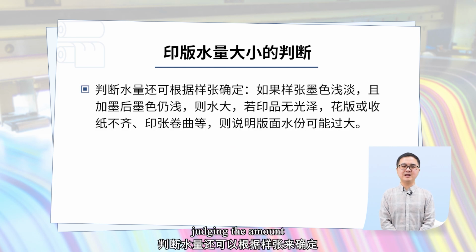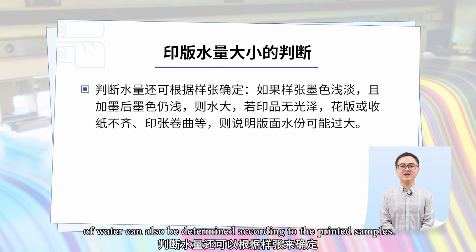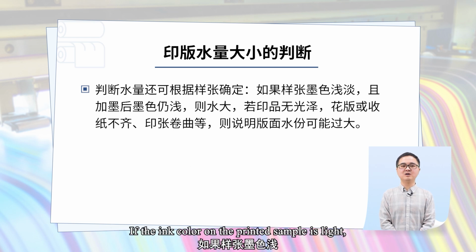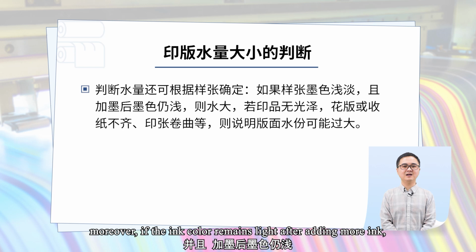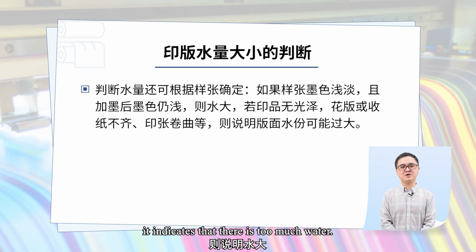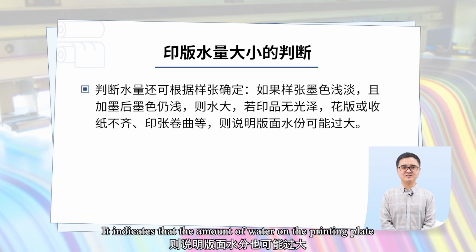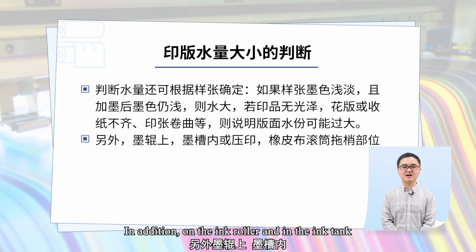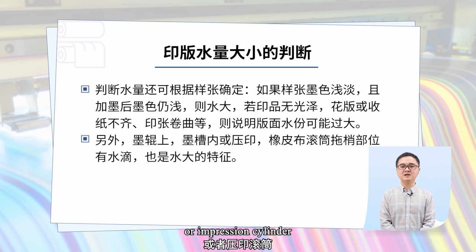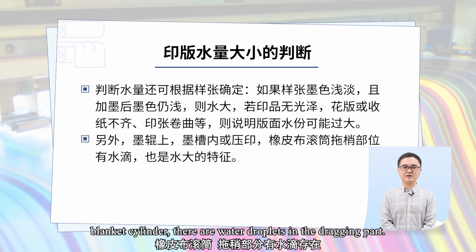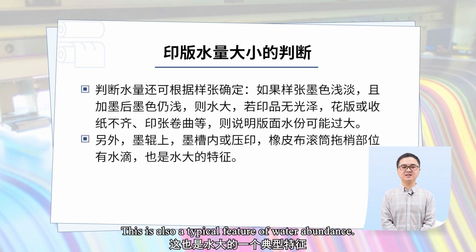Certainly, judging the amount of water can also be determined according to the printed samples. If the ink color on the printed sample is light, and if the ink color remains light after adding more ink, it indicates that there is too much water. If the printed product is dull, has mottling, or the paper is not aligned, and if the sheets are curling, it indicates that the amount of water on the printing plate may also be too high. In addition, on the ink roller and in the ink tank, or impression cylinder, blanket cylinder, there are water droplets in the dragging part. This is also a typical feature of water abundance.